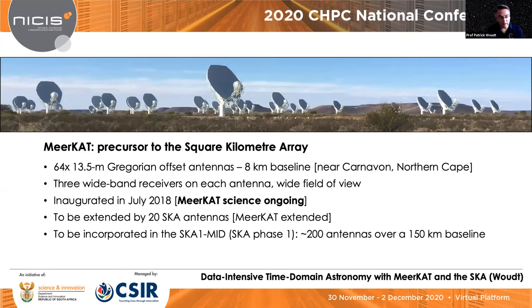If you didn't attend yesterday's talk, I want to give a brief background on the MeerKAT array. This is a precursor to the Square Kilometre Array, and you can see in this picture the core of the MeerKAT array. MeerKAT consists of 64 antennas, each 13.5 meters in diameter. They are Gregorian offset antennas, located over an 8 kilometer baseline near the town of Carnarvon in the Northern Cape. This is a low density area, away from radio frequency interference, and an ideal location for a telescope like this.